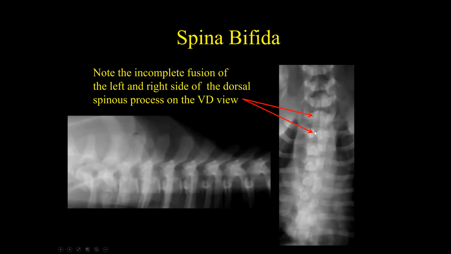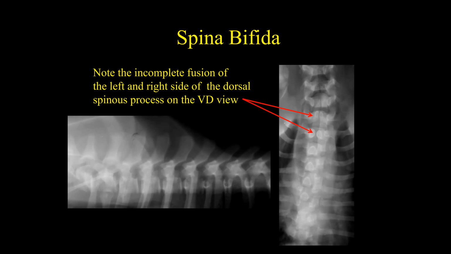Now here's where we have two of them. So here we have one spinous process, and then suddenly we have two. Here we have two, okay? So this one, they have the dorsal spinous process, but they never fused from right to left. Again, that's another case of spina bifida.